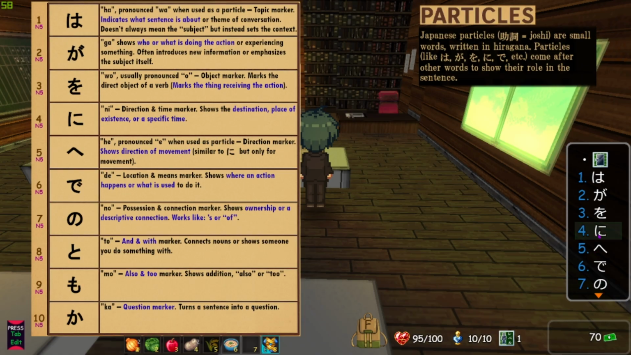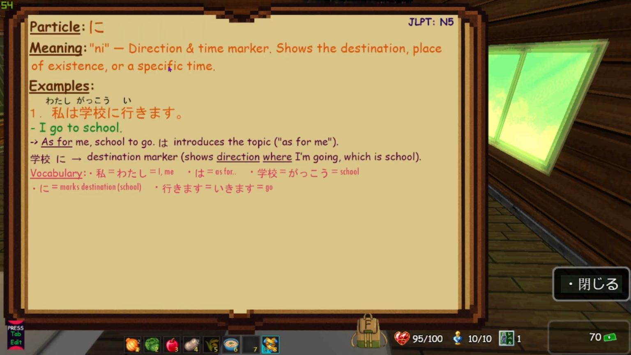And ni, direction and time marker. It shows the destination, place of existence, or a specific time. And more examples will be added with each update, but as of now, let's look at this one saying watashi wa gakko ni ikimasu. Very important. It's giving you the direction over here. So I go to school.